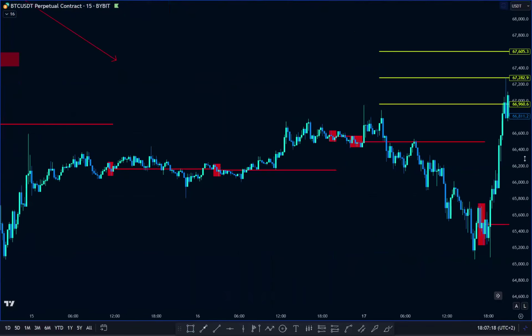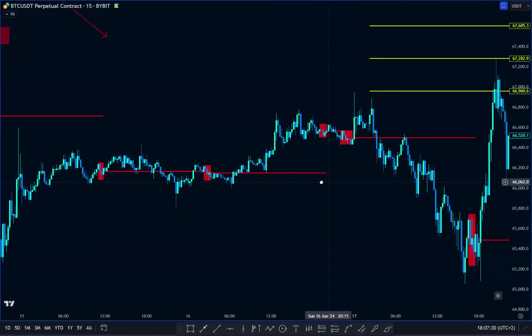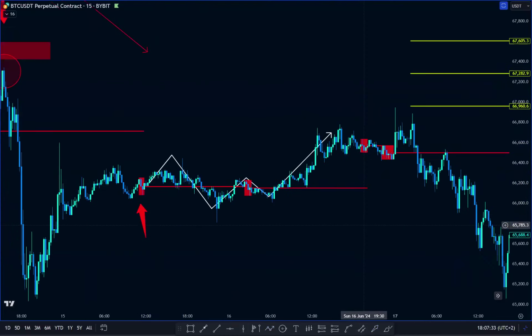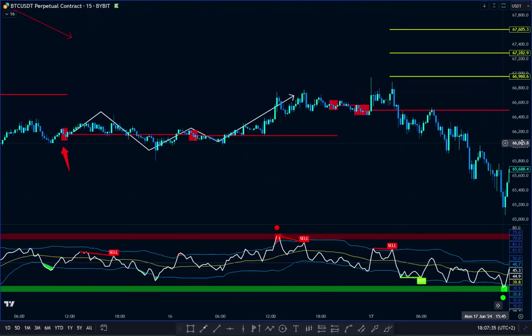I'm just illustrating it. I know I'm going over the same thing, but you can see the same scenario playing out over here. We got the master pattern form, then we got the expansion phase, shooting off. But we didn't really even get a good entry here.